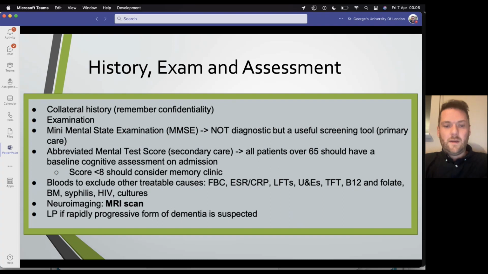Right. So, bloods are worth doing just to exclude other treatable causes. Looking at blood sugar is a big one, for looking for hypoglycemia. Neuroimaging, the MRI scan, which we talked about already, and an LP if a rapidly progressive form of dementia is suspected. However, the big thing you want to really take from this is history and your mini mental state exam. If you were seeing a patient for the first time, that's something you can do on the spot. And if that's a useful screening tool and you have fears of dementia, that's when you can refer to specialists and refer to secondary care.